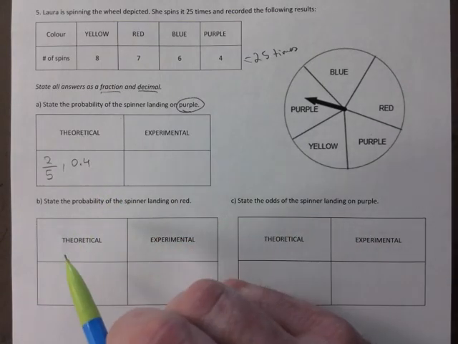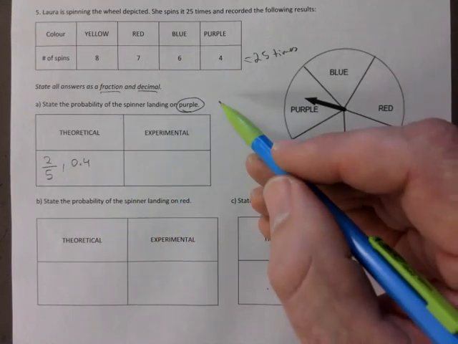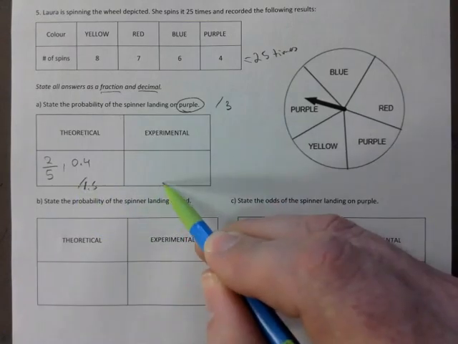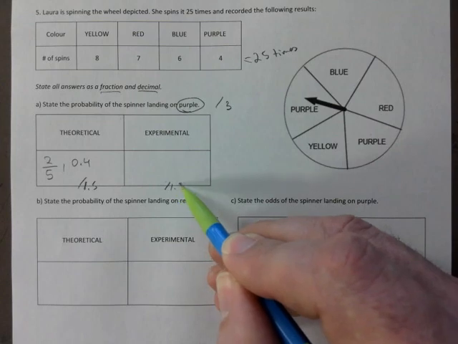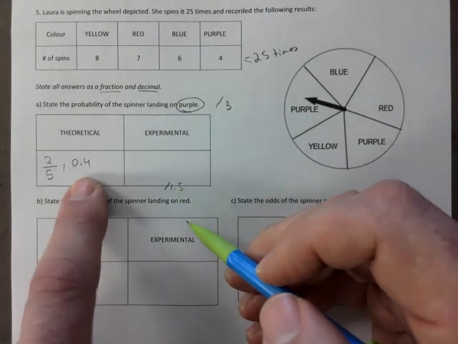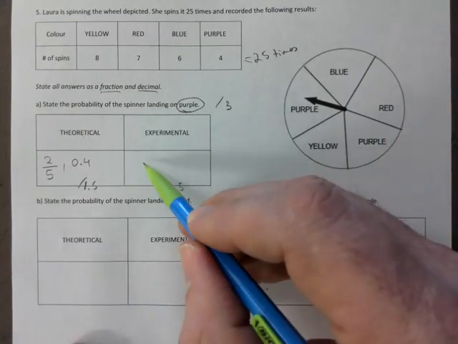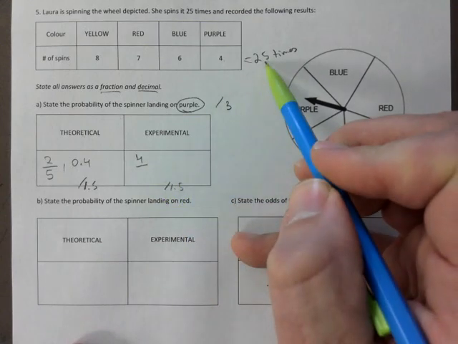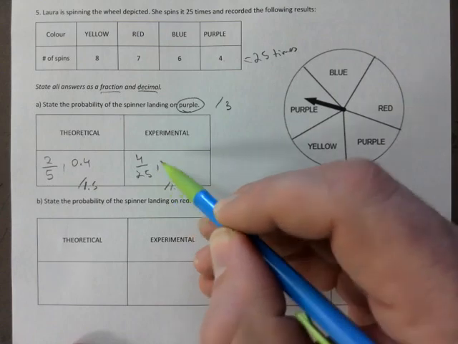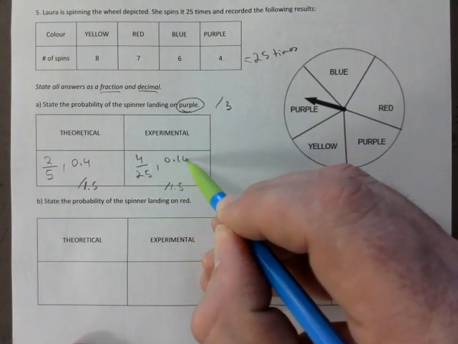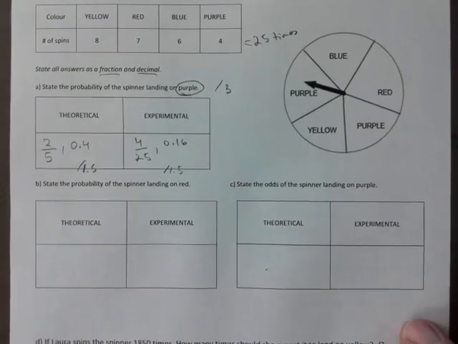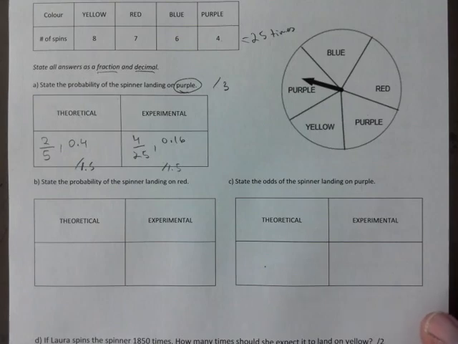I think it's 1.5 for each. Yes. So we've got 3 marks for A, 1.5 and 1.5 as well for the experimental. Turning it into a decimal is the half. So experimental, we've got 4 purples out of the 25 experiments that were performed. That amounts to 0.16. So they're way off. Way off. What's the problem? Didn't spin enough times. That's your go-to, that the sample is too small.